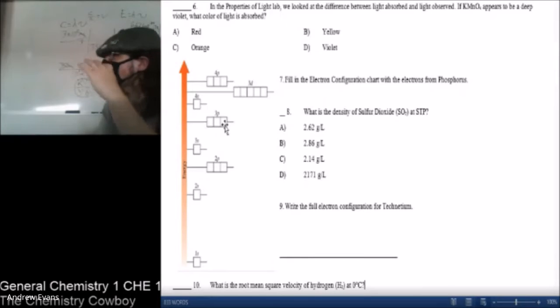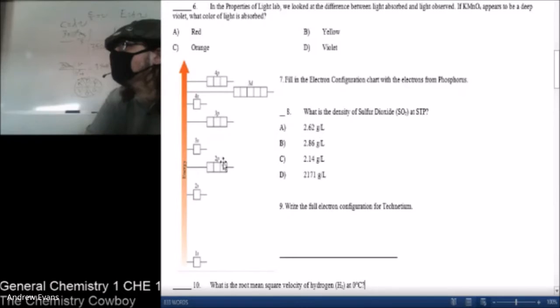What's the full electron configuration of technetium? You have to find that on the table. That's right below manganese, on row number 5. I can't see the number from where I'm at.